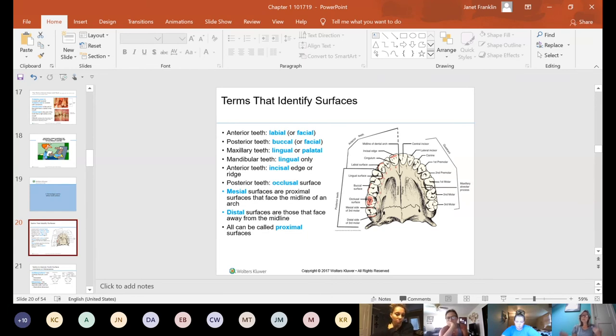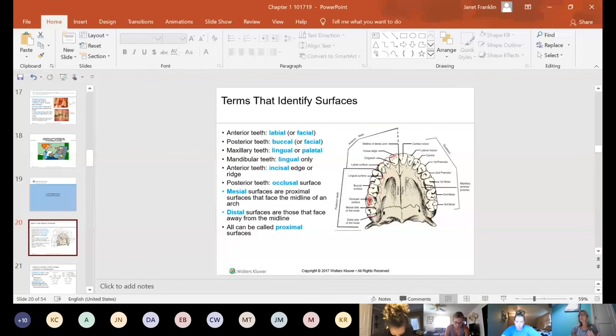And then your distal surfaces are the opposite side. They're the ones that face away from you, or away from the front. Those are the distal surfaces. From now on, you will always use the term mesial or distal when you're describing something. Proximal is a generic term for any of those surfaces.